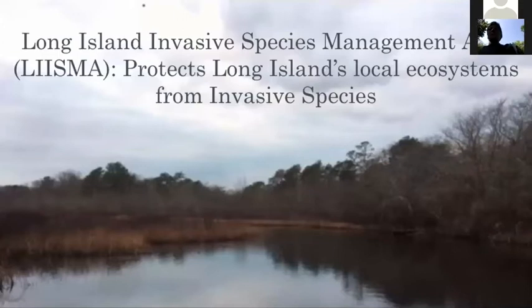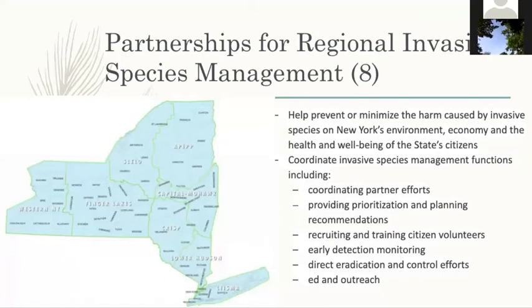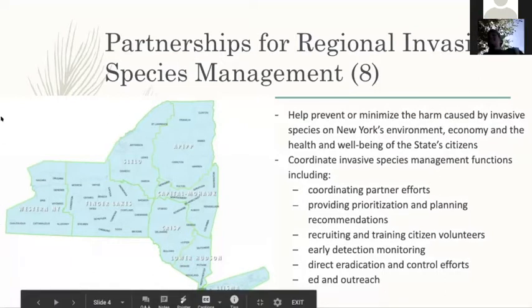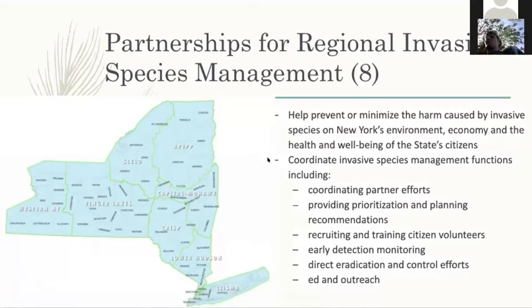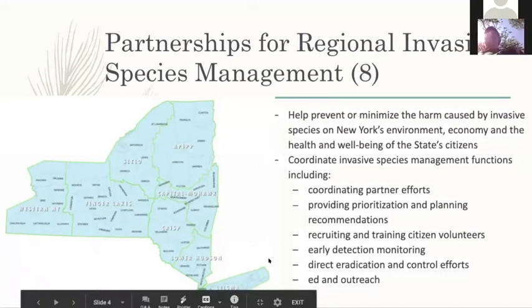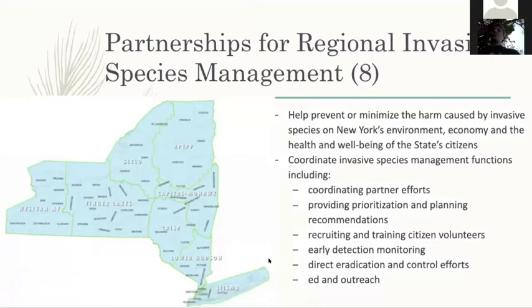So like I said, I work with the Long Island Invasive Species Management Area, and our goal is to protect Long Island's local ecosystems from invasive species. The Long Island Invasive Species Management Area is one of 8 organizations around the state that were contracted by the Department of Environmental Conservation to coordinate invasive species work in the region. You can see in the map here, New York State is broken up into several different regions, and Long Island Invasive Species Management Area covers Long Island and Queens, Brooklyn, and Staten Island.